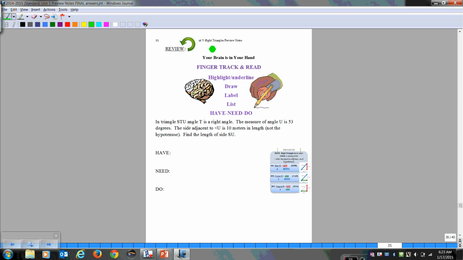Let's review previous class material, and we're going to be working with more complex problems today. Remember your brain and hand techniques, finger track and read, and I always recommend you do that aloud. So read aloud with me. Every single time you reread something, it increases your comprehension. And make sure you highlight or underline keywords and phrases. Draw the diagram, label the diagram, list the given information, and then we do have need do. Ready? Let's do this one together.